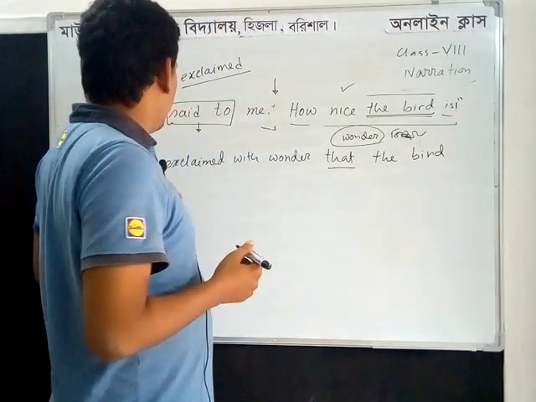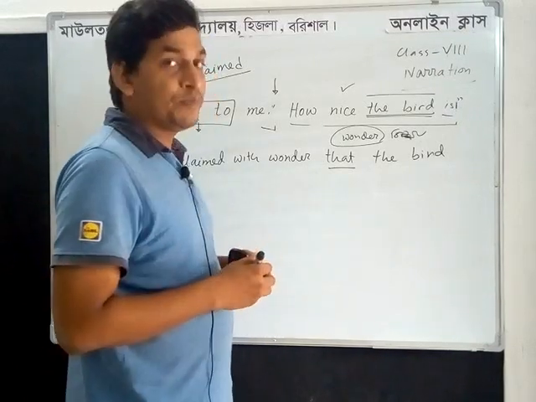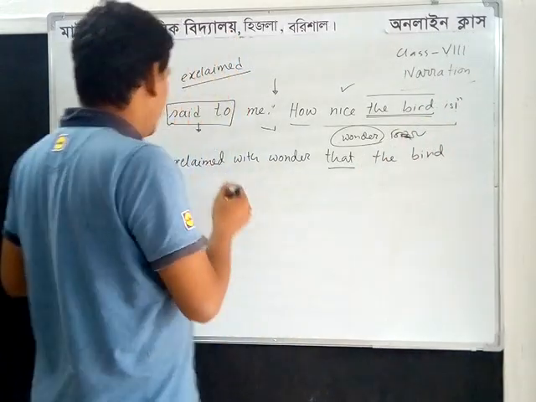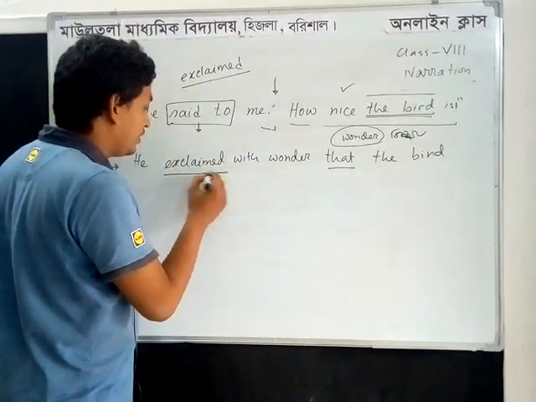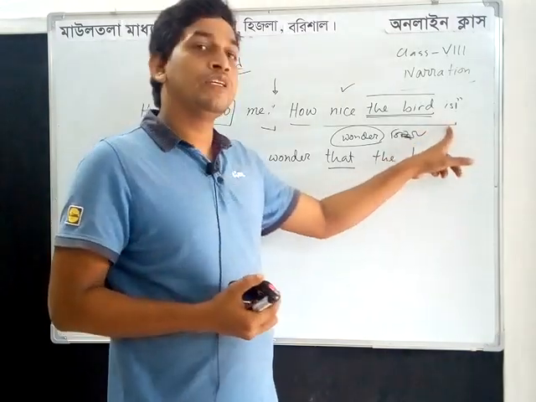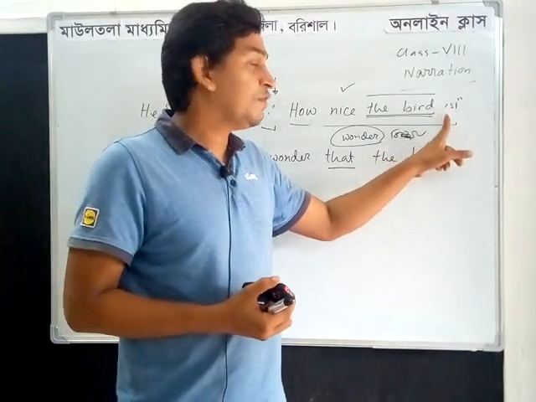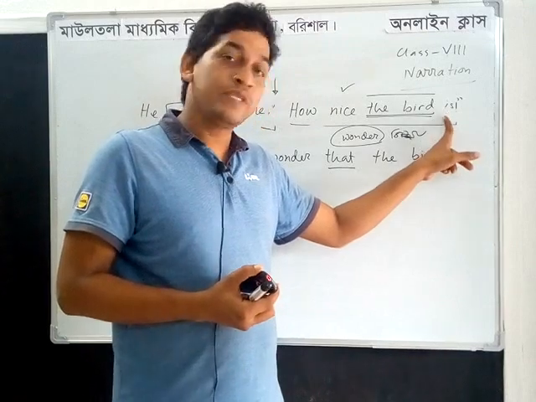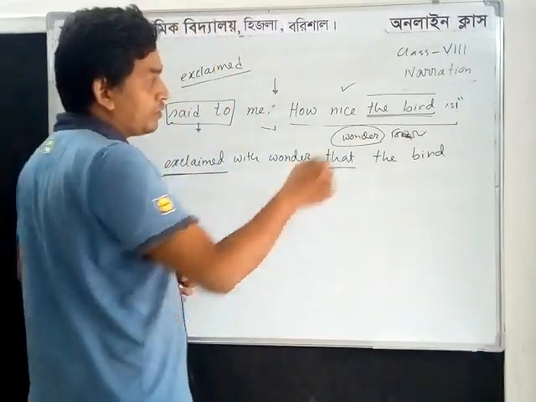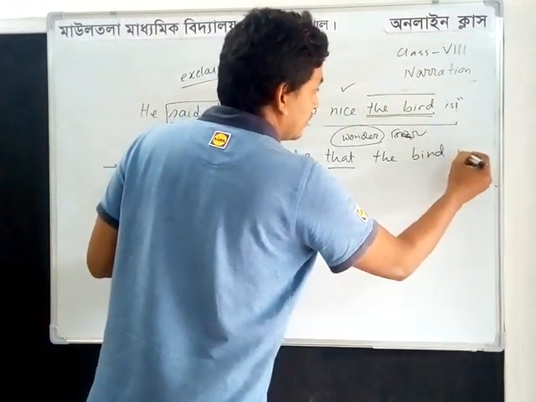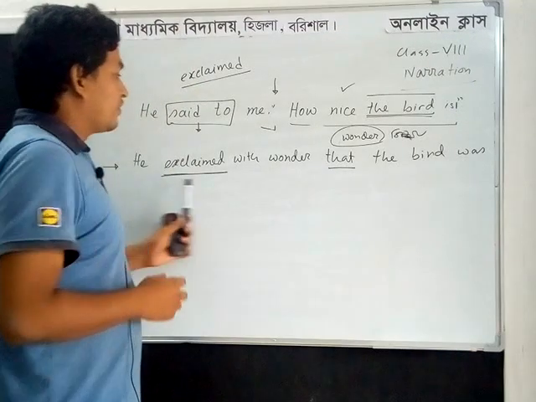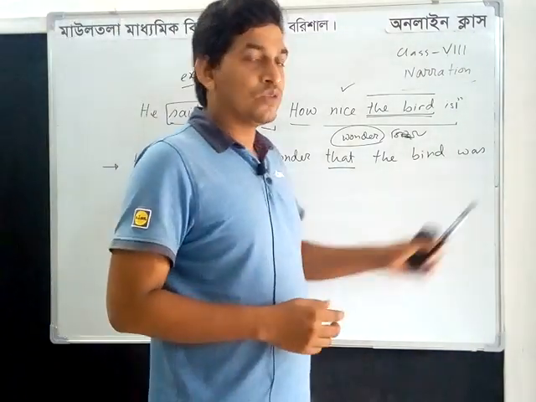Here, he exclaimed with wonder that the bird. Then I have to write is. That means I have to change is, because the verb in reporting speech is in past form, so we have to write the verb of reported speech in past form also. So here the verb is in the present form, so we have to write it in the past form. So the past form of is is was. He exclaimed with wonder that the bird was.